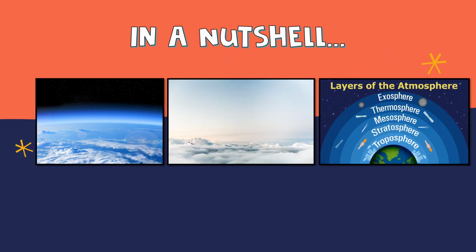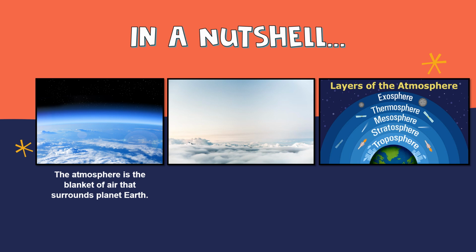To conclude everything we have learned today, here are some keynotes you should remember. First, the atmosphere is the blanket of air that surrounds planet Earth. The atmosphere has the right amount of air suitable for living things.